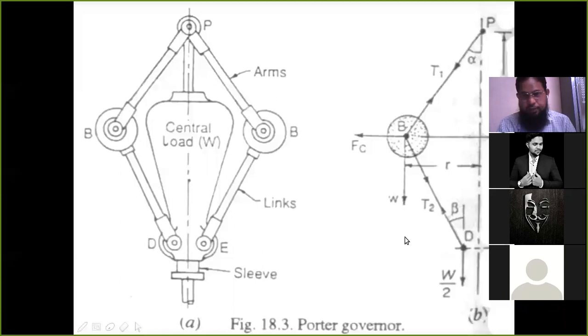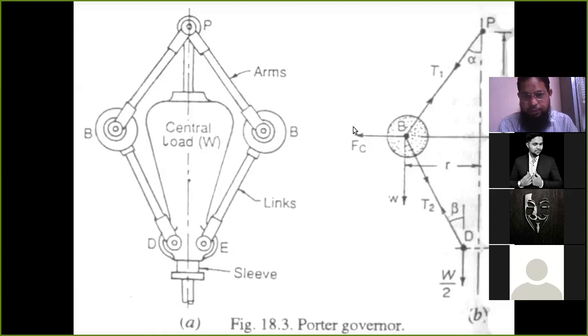Now on the right side, what you see is the free body diagram of the left half of the Porter governor. So we have shown point P, ball, center of the ball B, and point D, where the link is pivoted to the sleeve. Okay. Now alpha is the angle made by arms with the vertical. Beta is the angle made by link or lower link with the vertical. Okay. Now let us see what are the forces acting on this Porter governor.